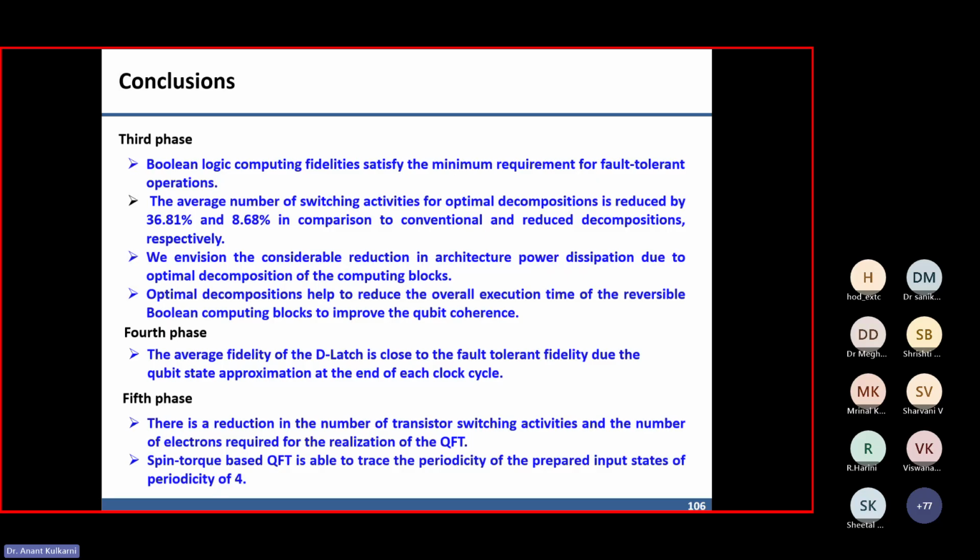What was the fourth phase? The average fidelity of the D latch is close to the fault tolerant fidelity for the qubit state approximation at the end of each clock cycle.